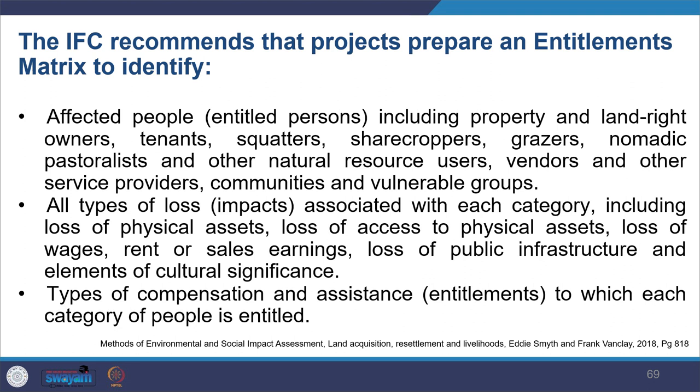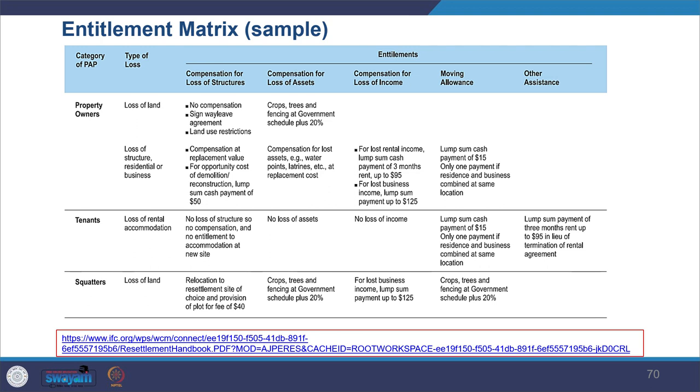So here you can see the entitlement matrix sample taken from the IFC report. You can see the category of project affected people, PAP. So you see property owners, tenants, quarters, and types of loss: loss of land, loss of structure, then loss of rental accommodation. What kind of compensation has been done for the structure, compensation for the assets, compensation for loss of income, what kind of moving allowances has been given, and what kind of other support is provided. So you see the entitlement matrix, how it is prepared.